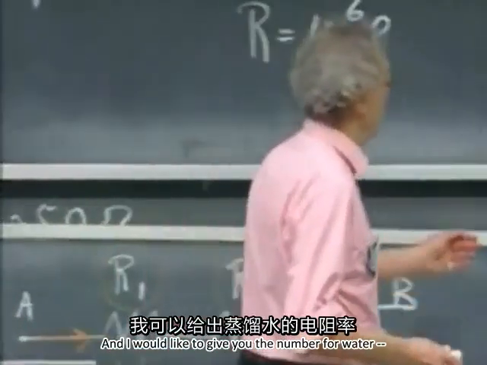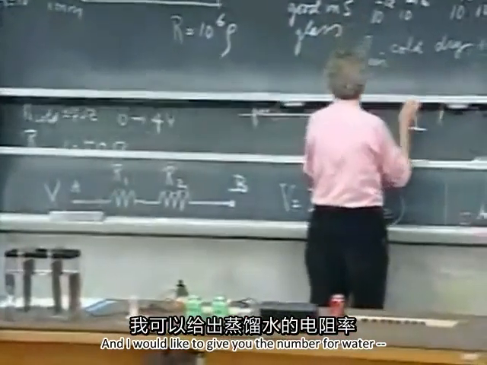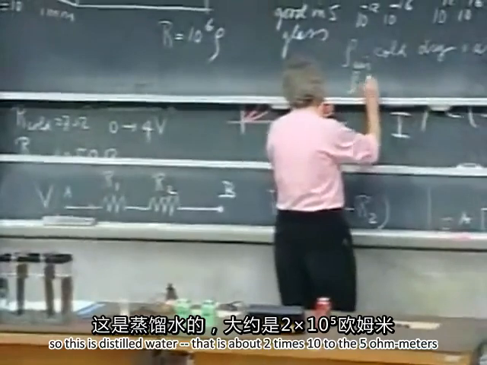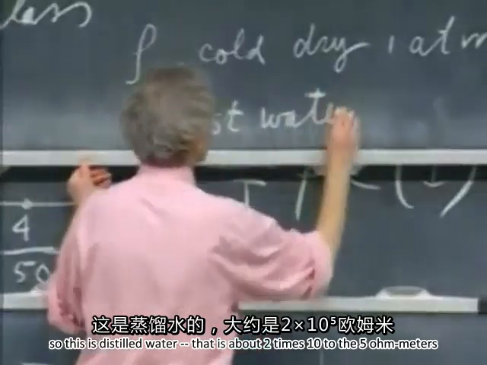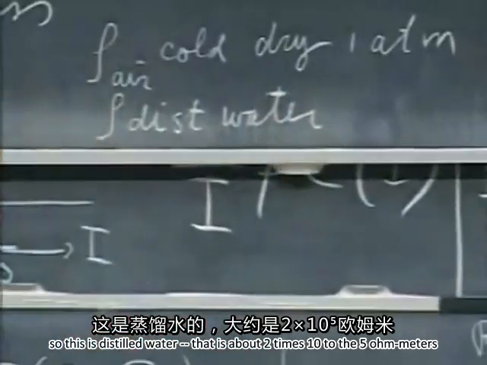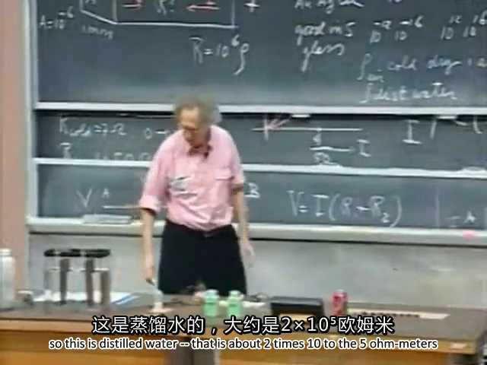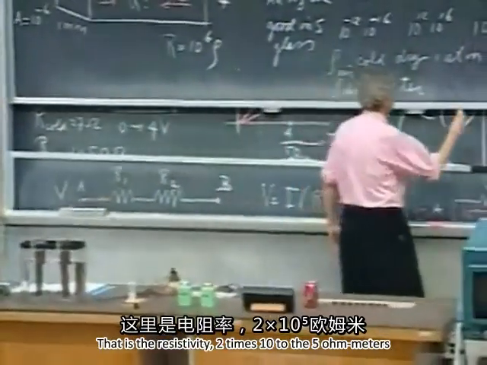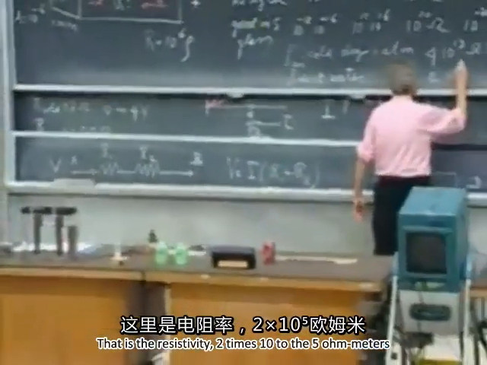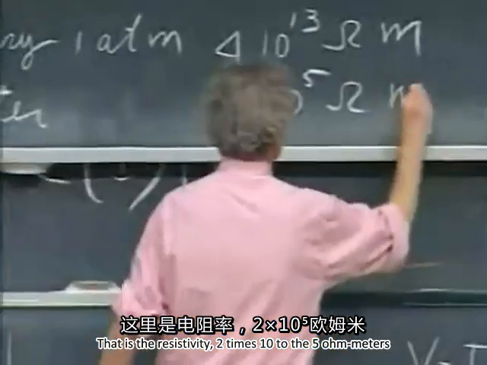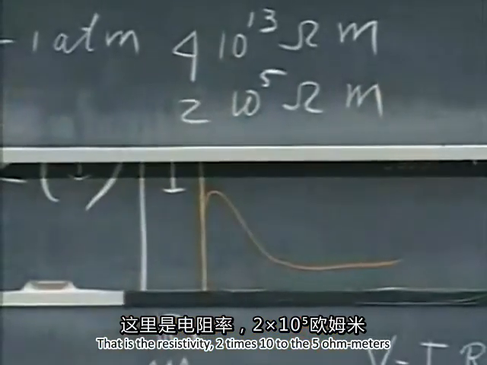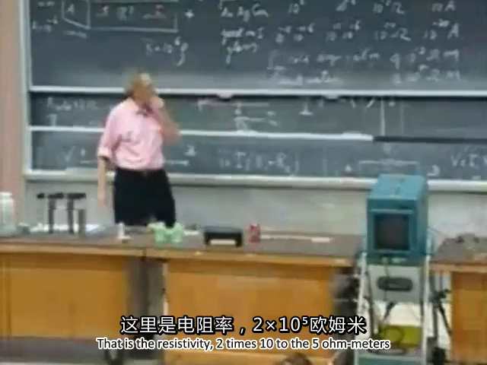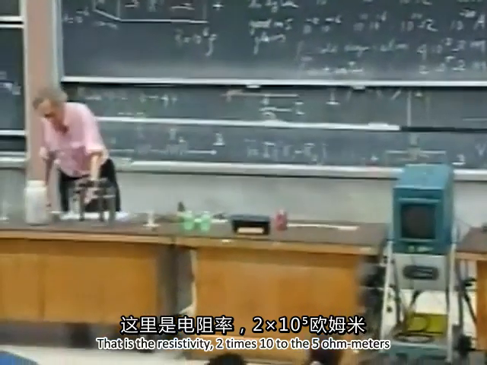And I would like to give you the number for water. So this is distilled water. That is about 2 times 10 to the 5th ohmmeters. That is the resistivity. 2 times 10 to the 5 ohmmeters.